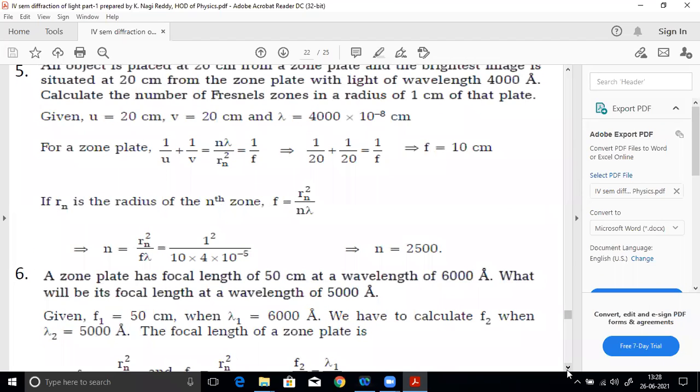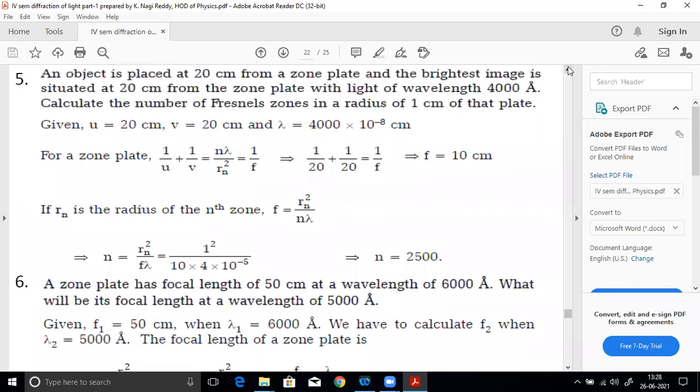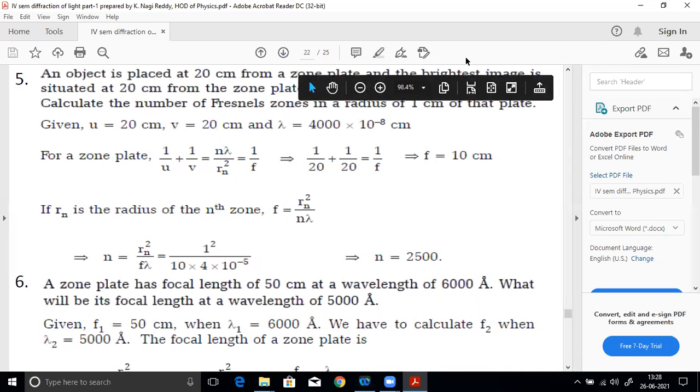Okay. Any doubt? Then now consider this fifth problem. A little bit different. What do you have? What are the given?